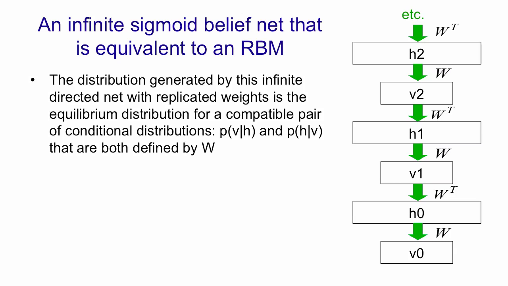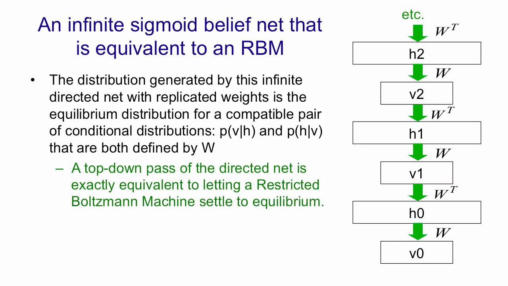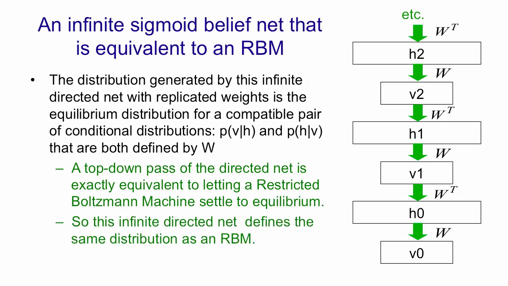And that's exactly what you do when you take a restricted Boltzmann machine and run a Markov chain to get a sample from the equilibrium distribution. So a top-down pass, starting infinitely high up, in this directed net, is exactly equivalent to letting a restricted Boltzmann machine settle to equilibrium. They therefore define the same distribution. The sample that you get at V0, if you run this infinite directed net, will be an equilibrium sample of the equivalent RBM.